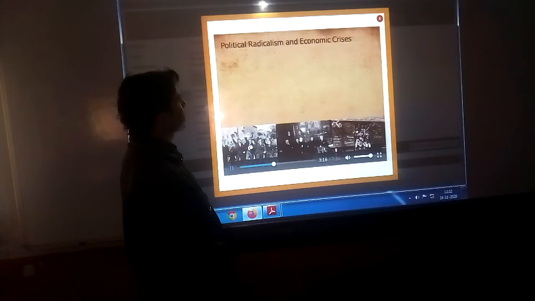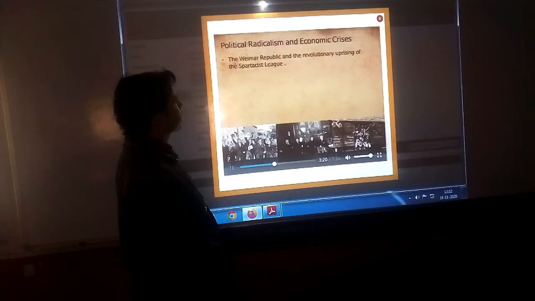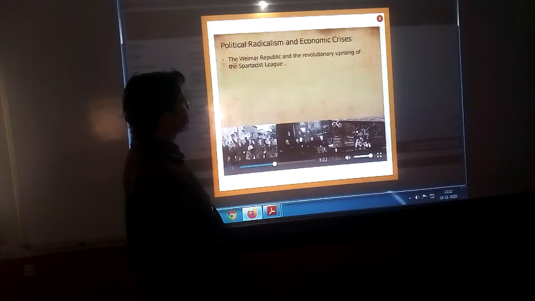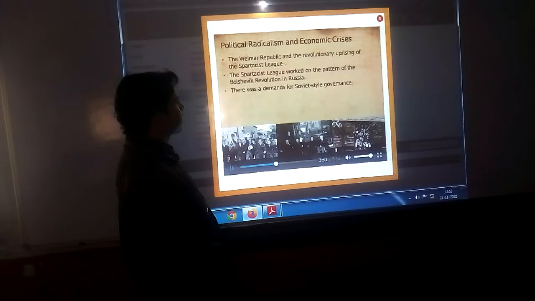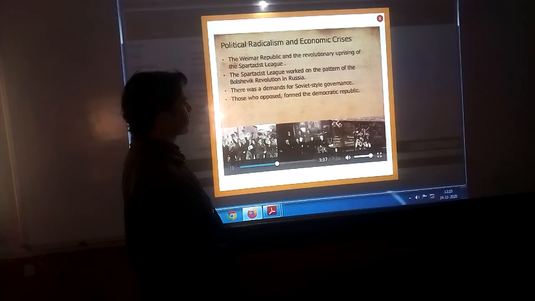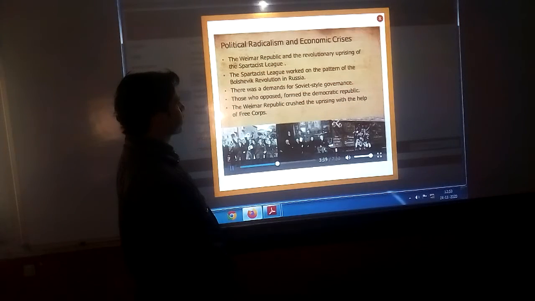Political radicalism and economic crises. The Weimar Republic and the revolutionary uprising of the Spartacist League. The Spartacist League worked on the pattern of the Bolshevik Revolution in Russia. There was a demand for Soviet-style governance. Those who opposed formed the Democratic Republic. The Weimar Republic crushed the uprising with the help of the Free Corps.